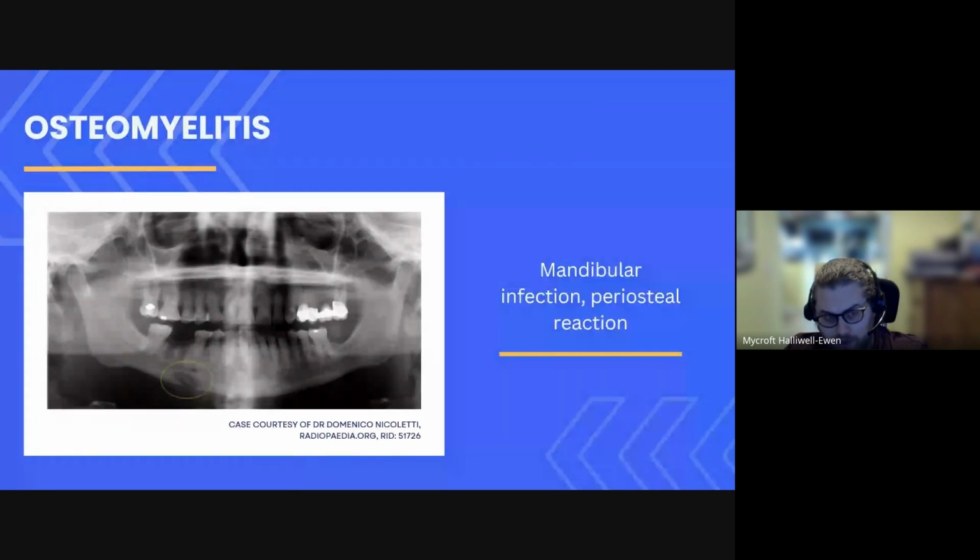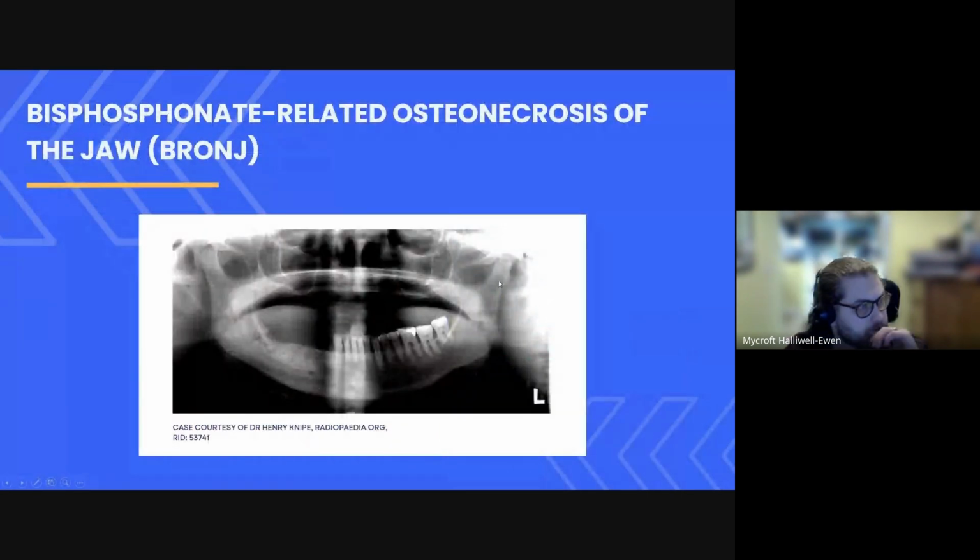Osteomyelitis, remember, is generally a chronic infection, right? So acute dental abscess progressed to osteomyelitis, right? Osteomyelitis is really, really hard to deal with.